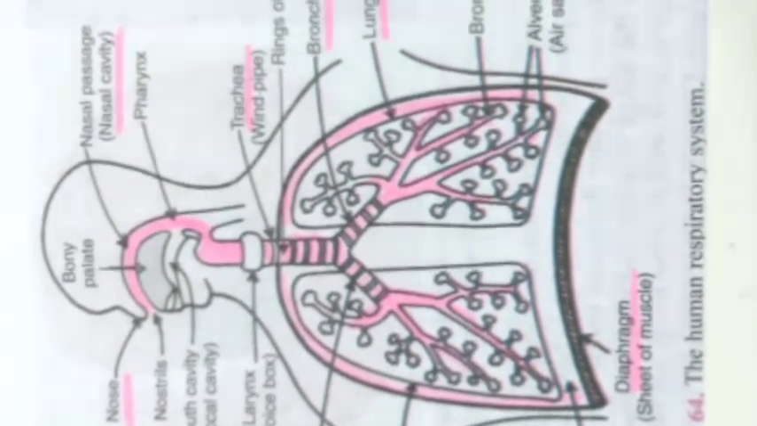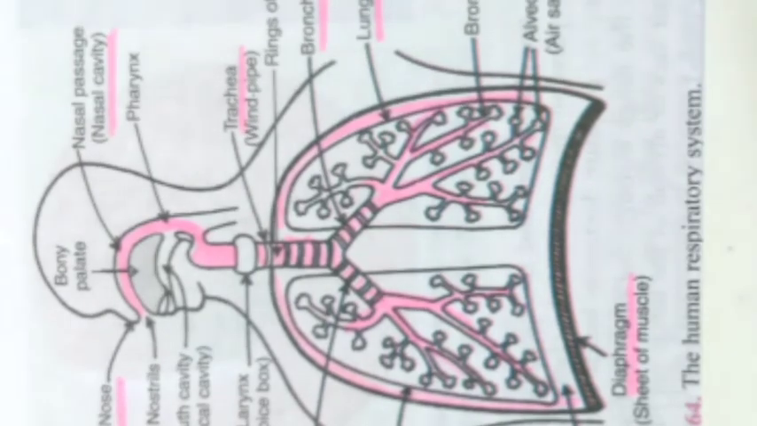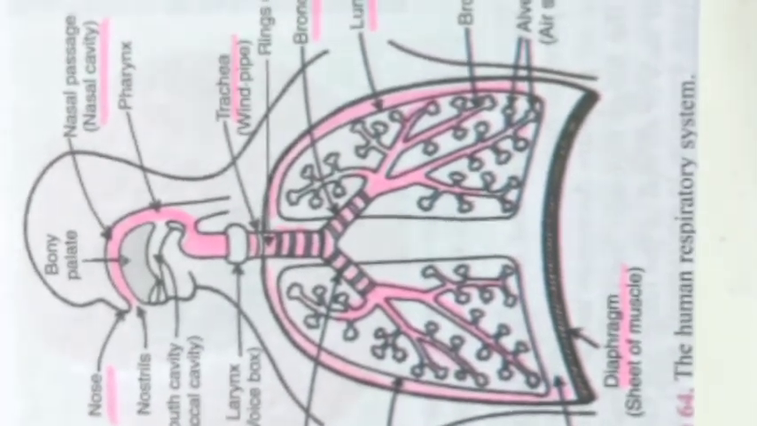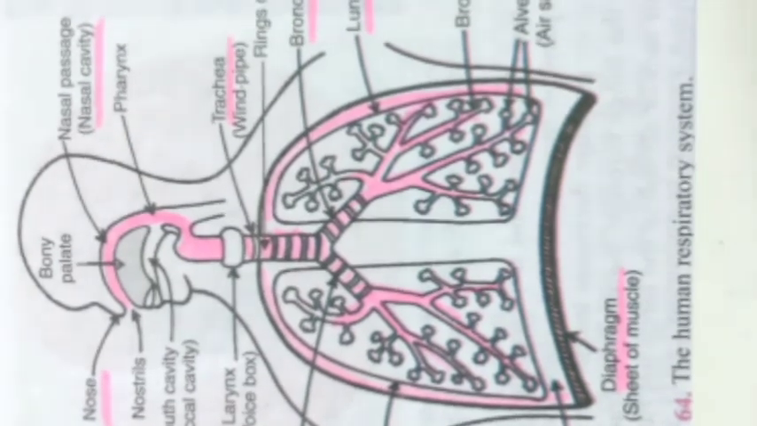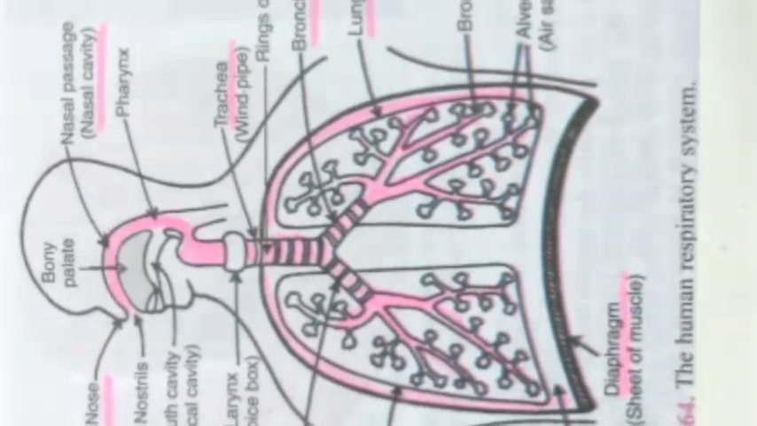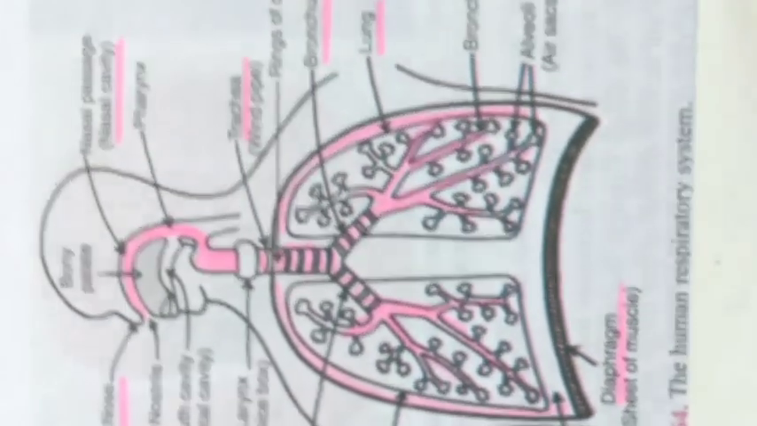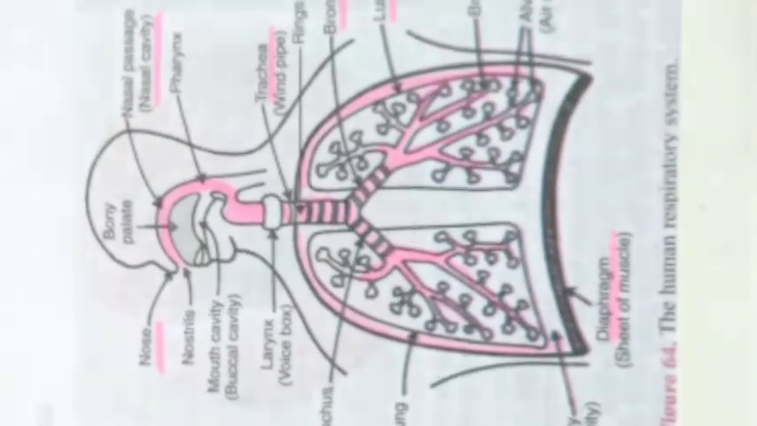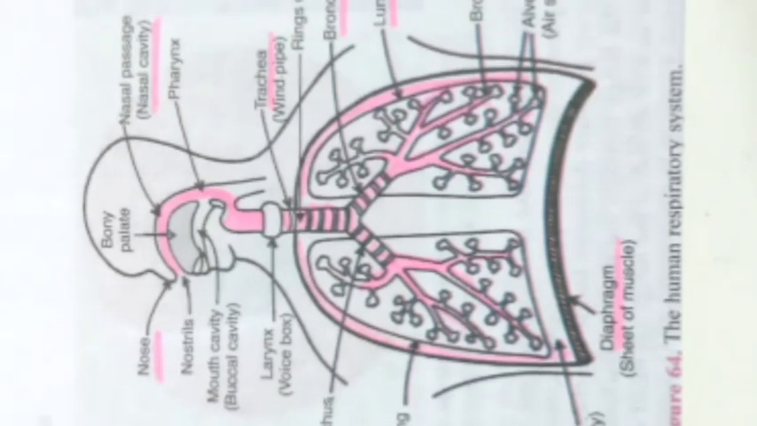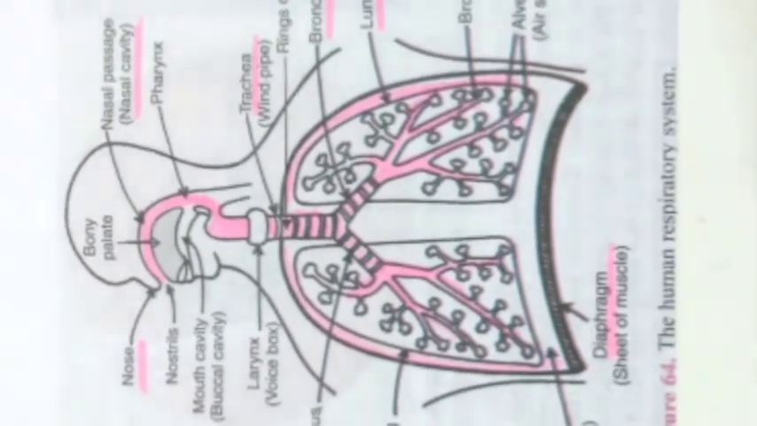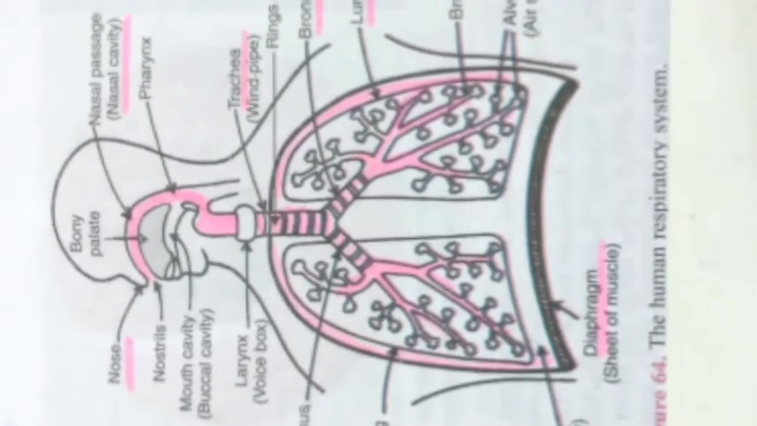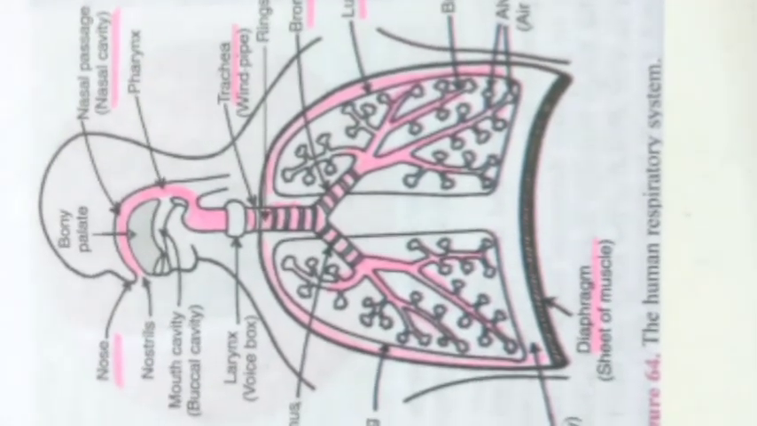The next part of the respiratory tract is the pharynx. From the nasal cavity, the air moves into the pharynx, which is a common area to both digestive and respiratory tracts. The pharynx opens into the larynx, which is also termed as the voice box, which leads to the trachea.